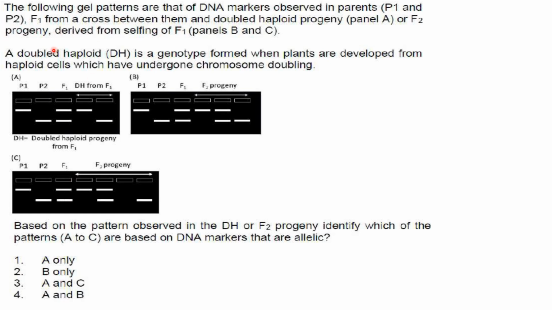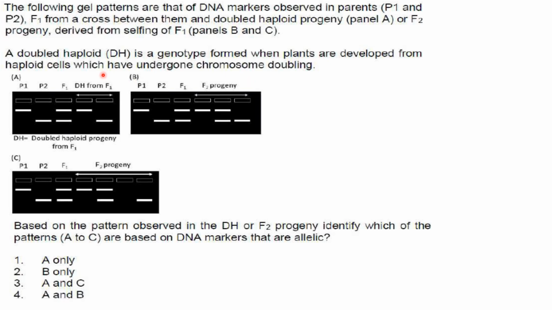And from the cross between them, double haploid progeny, panel A. So this is the panel of double haploid progeny. These bands are of double haploid progeny, or F2 progeny derived by selfing F1. Panel B and C are having F2 progeny, not double haploids. Okay. How do you get these double haploids?